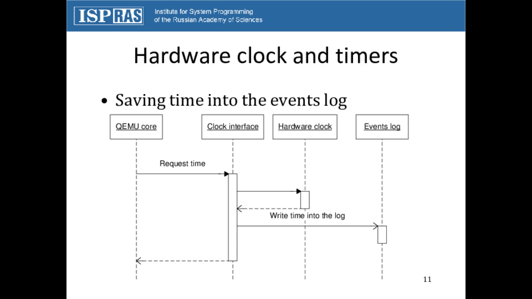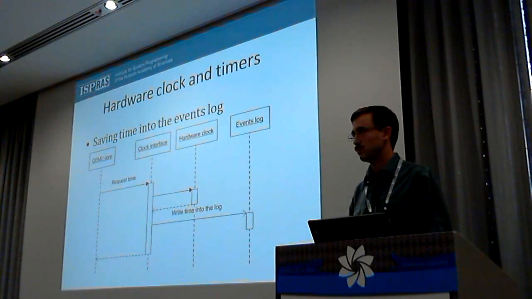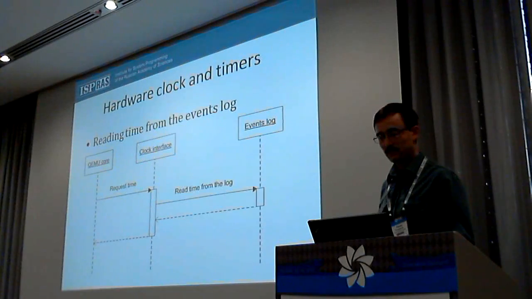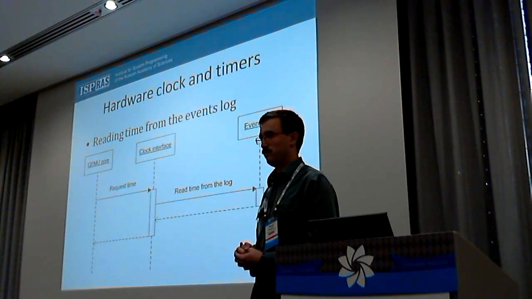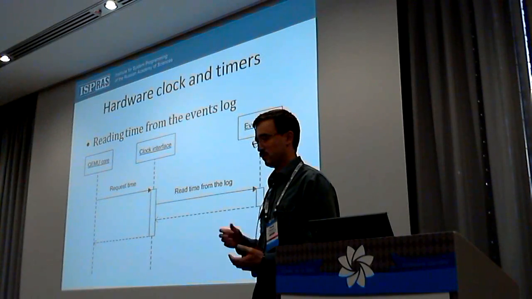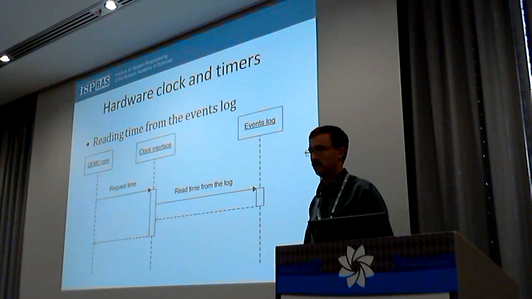Hardware clock logging is pretty simple. We just write clock values into the log when the hardware clock is accessed. In the replay phase, when the hardware clock needs to be accessed, we just read this data from the log.